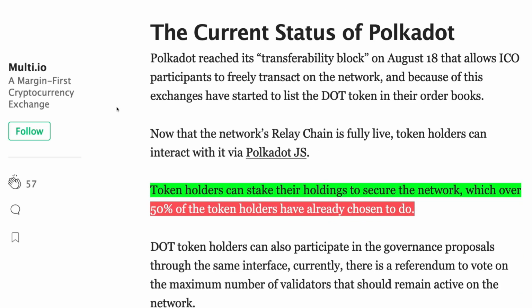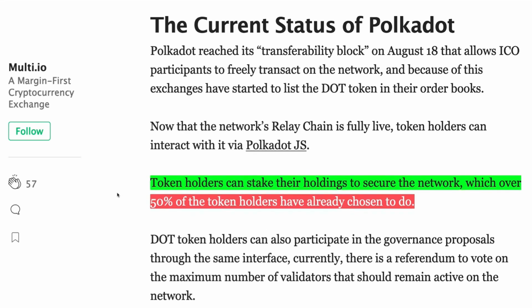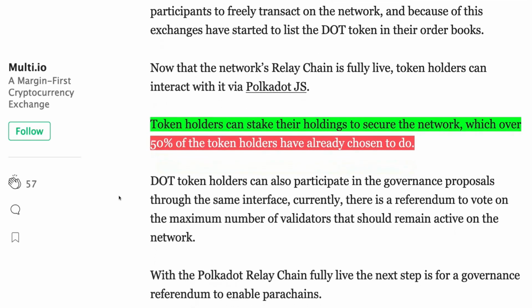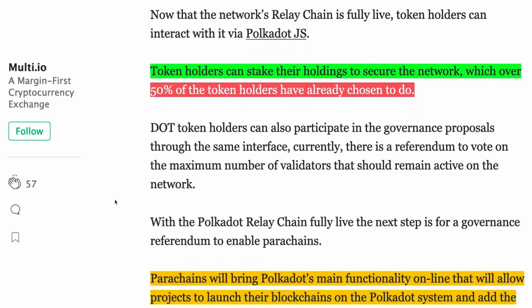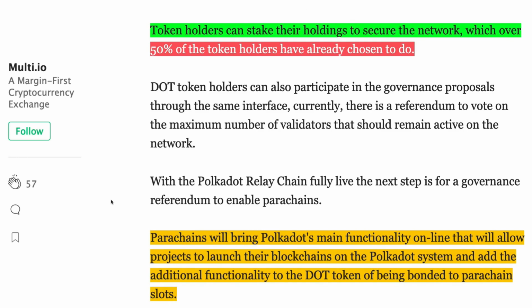Token holders can stake their holdings to secure the network, which over 50% of the token holders have already chosen to do. As I mentioned, this is huge. This means a lot of people have faith in Polkadot and basically just don't want to sell, which is definitely great news. Now, parachains will bring Polkadot's main functionality online that will allow projects to launch their blockchains on the Polkadot system and add the additional functionality to the DOT token of being bonded to parachain slots.